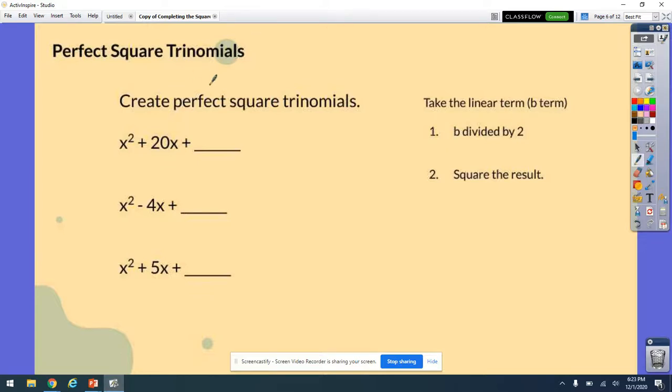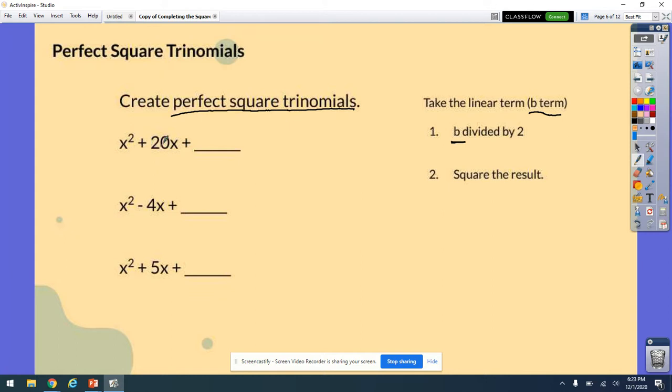All right, so we're going to practice with these perfect square trinomials. We're going to create our own using this little linear term sequence here, and using what we were talking about in class as the b term. So the first thing we want to do is identify what that b term is. So I have my x squared, I have my 20x, and then I have my constant term that we're going to do with our creating that perfect square trinomial.